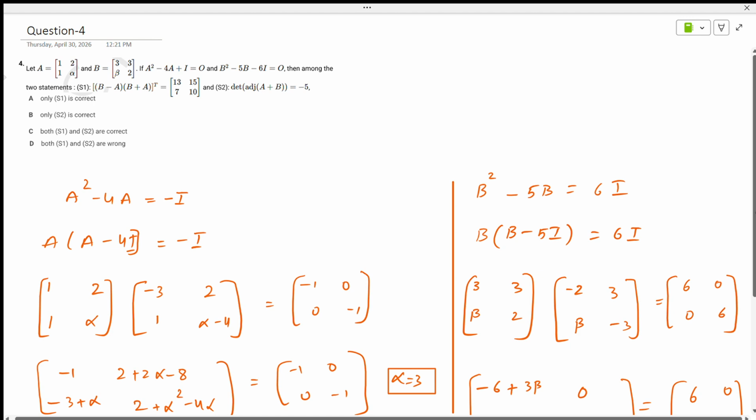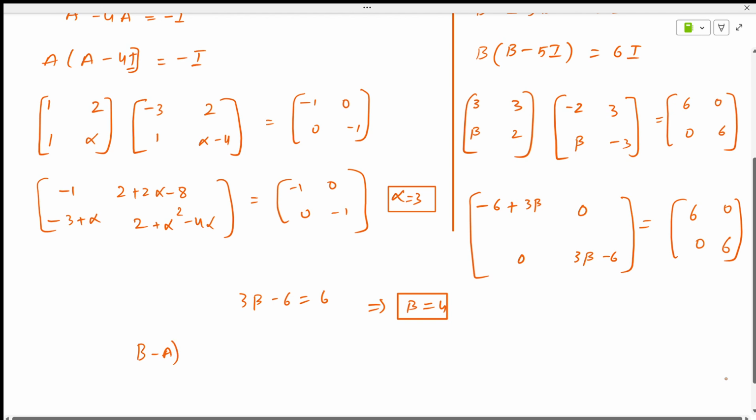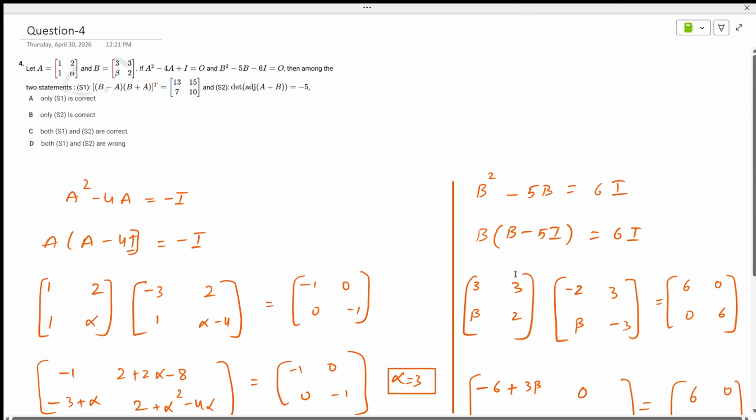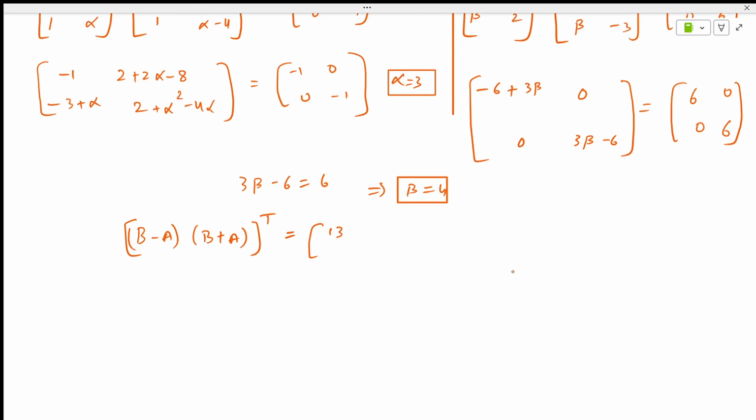Let us look at the first statement, which is B minus A into B plus A whole transpose equal to 13, 15, 7 and 10. So this is our statement 1. Let us solve the LHS.